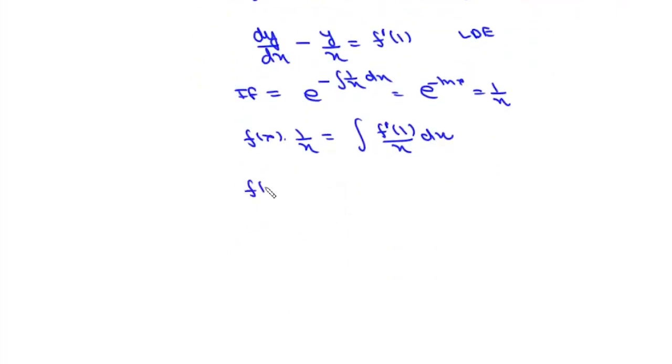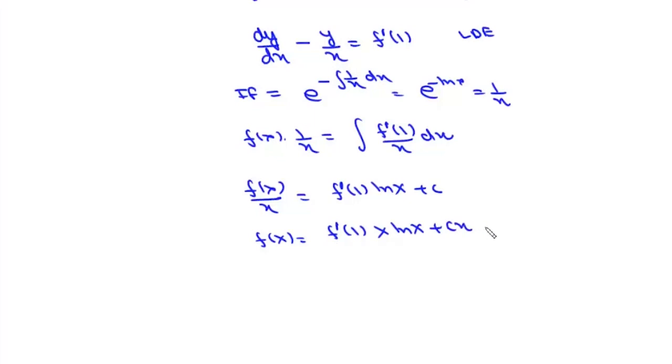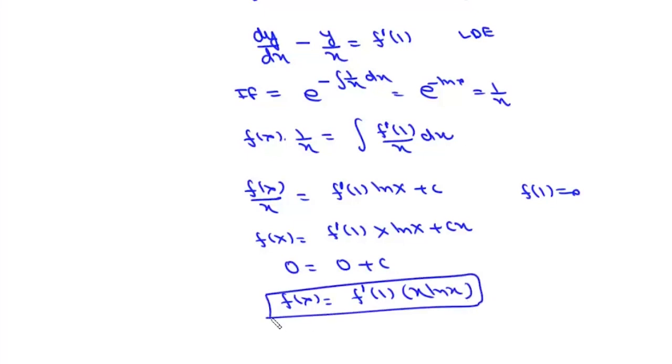Now this is f(x) upon x, and it is f'(1) ln x plus c, or we can write f(x) equals f'(1) into x log x plus cx. Now we know that f(1) is 0. So if we put x as 1, we'll get c as 0. So our function f(x) will be simply f'(1) into x log x, and that is the answer to this question.